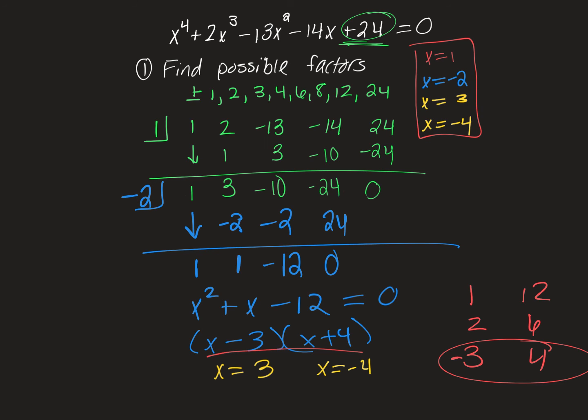Okay. I thought you might have had to bring down the number that's with the exponent in the original equation. Like you wouldn't bring down that negative 13. No. We've already gotten rid of that up here.